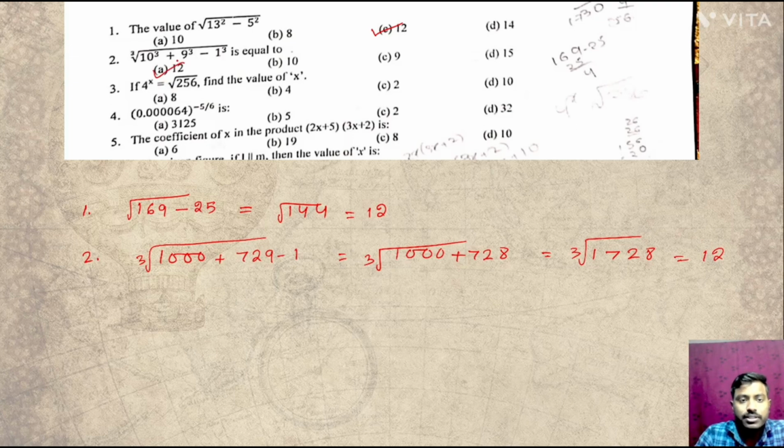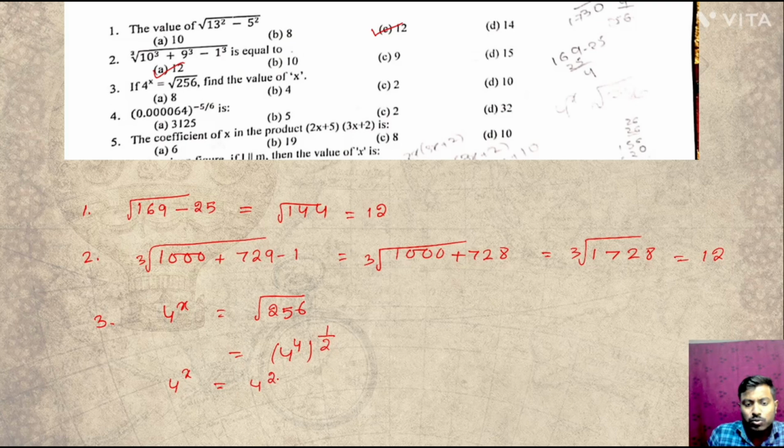Next question, question number 3. If 4 to the power x is equal to square root of 256, find the value of x, then we can write 256 as 4 to the power 4, yes or no? Then square root means when you convert into exponential form, then we multiply 1 by 2 in power. So 4 to the power x is equal to 4 to the power 4 by 2 means 2, then x equal to 2. The correct answer is option number C.